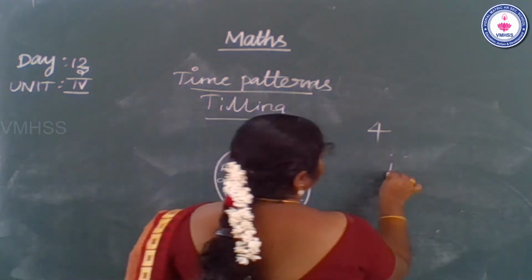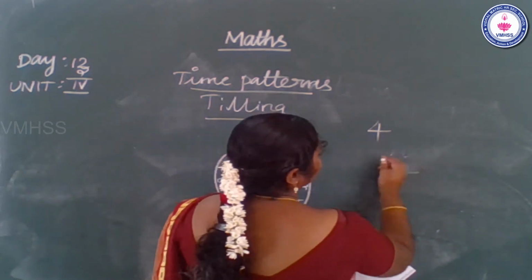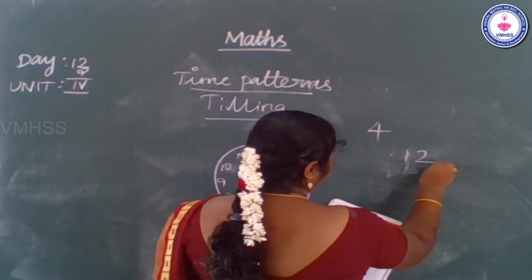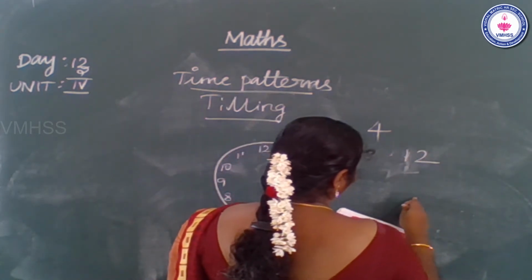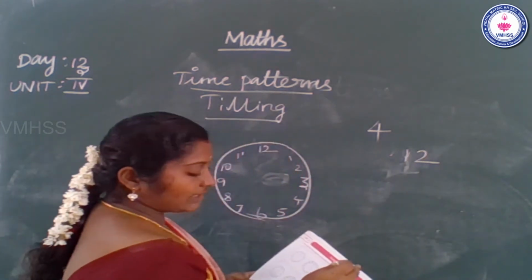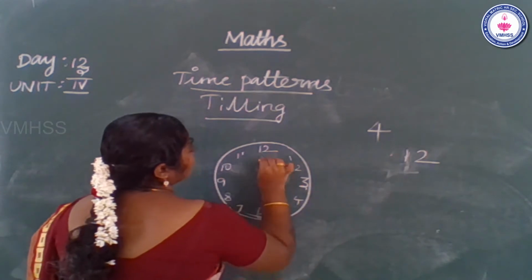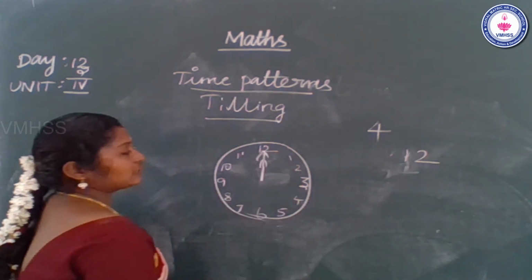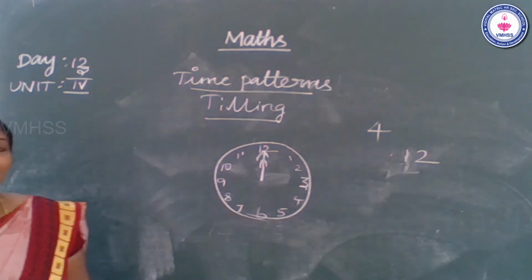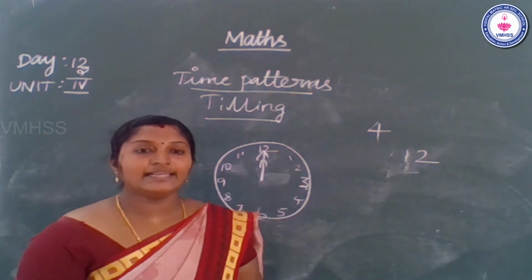First one, 12 o'clock, then add 4, so 4 o'clock, then 8 o'clock. The correct answer is 12 o'clock. This one is the clockwise direction. Students, take a sharpened pencil and ruler. Write fast, you have only 10 seconds.